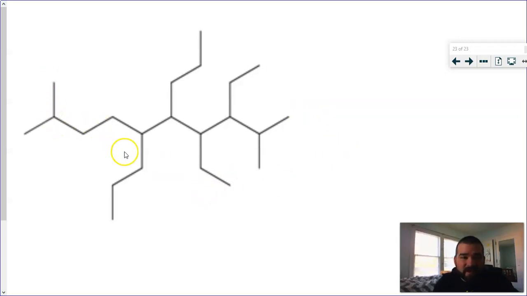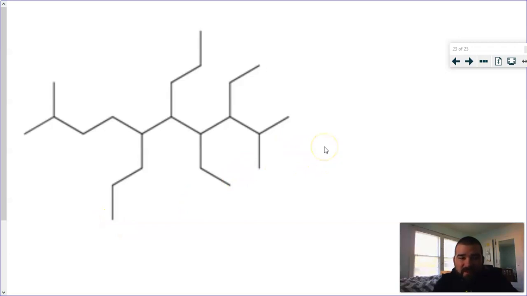I've got a single carbon here. I've got 3 carbons there. I've got 3 carbons here. I've got 2 carbons there. I've got 2 carbons there. And I've got another single carbon here. So we're going to go in alphabetical order. I've got ethyl. I've got methyl. I've got propyl. So we start with ethyl.